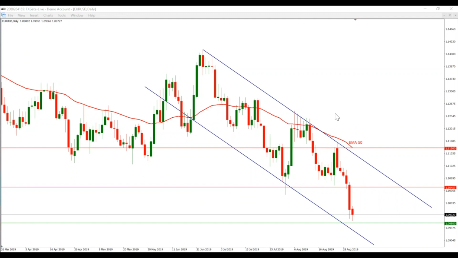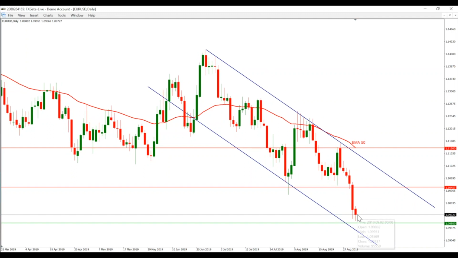Today we are going to analyze the Euro-US dollar pair on the daily chart. As we can see, the pair is moving in a downside direction, where it hit its lowest level at 1.0956, which is actually the lowest level since May 2017.